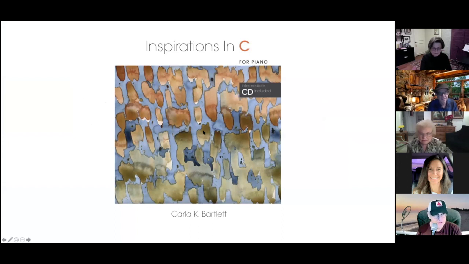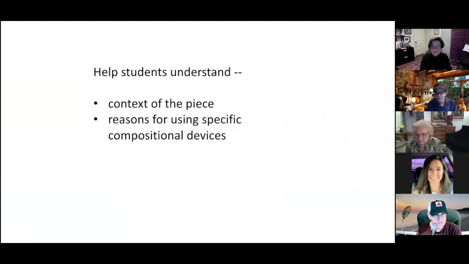Another way to invite students inside a piece is to make it more accessible and comprehensible by helping them understand the context of the piece, to enter into the mindset of the composer and to see the reasons for using various devices.